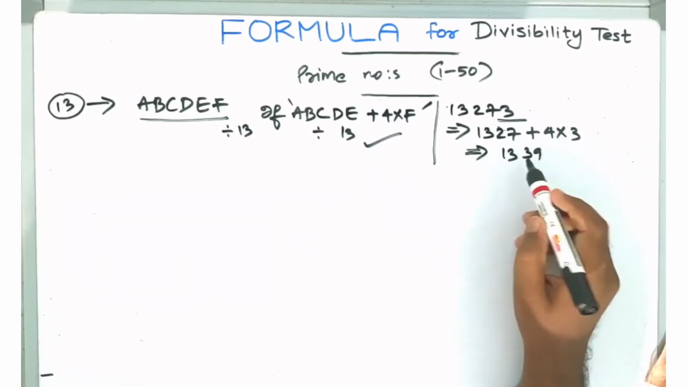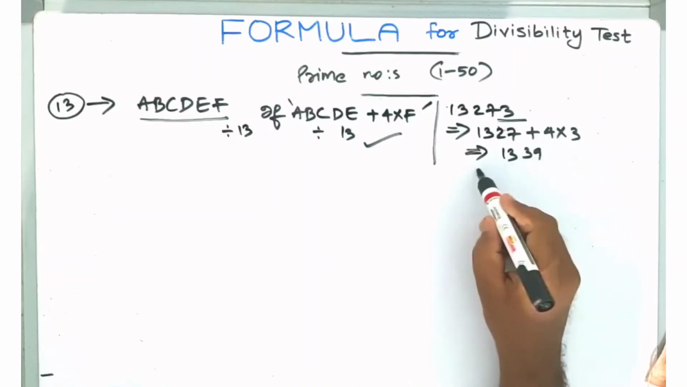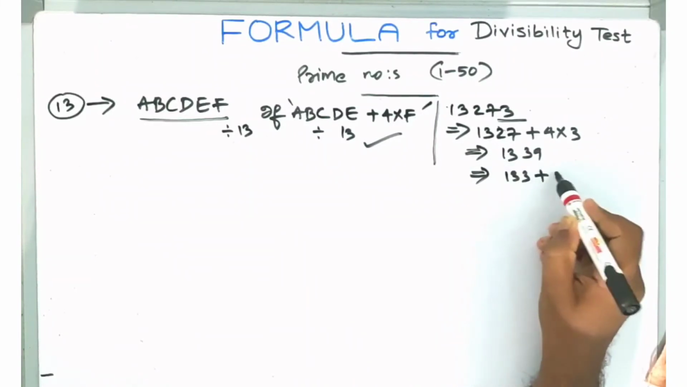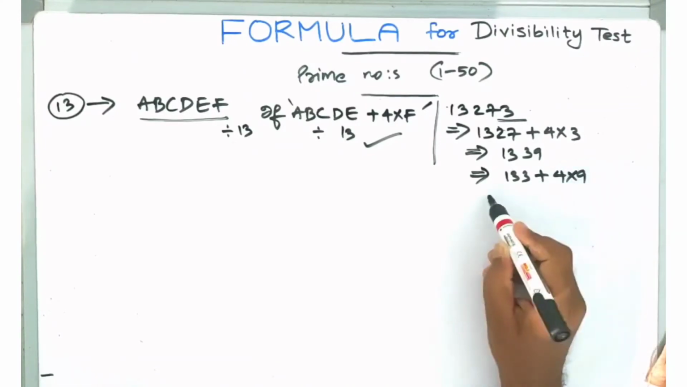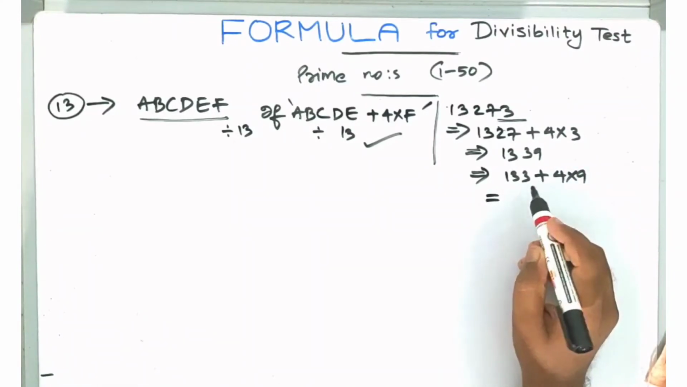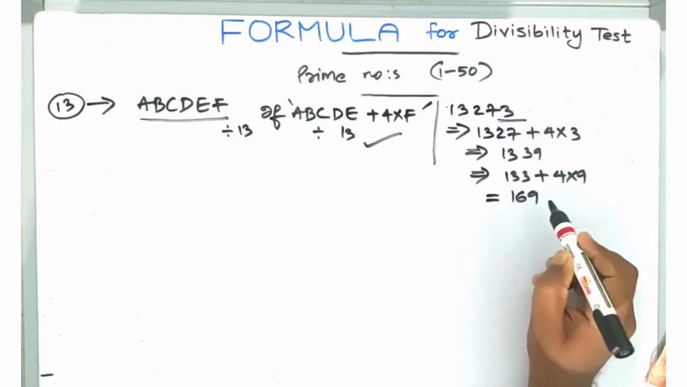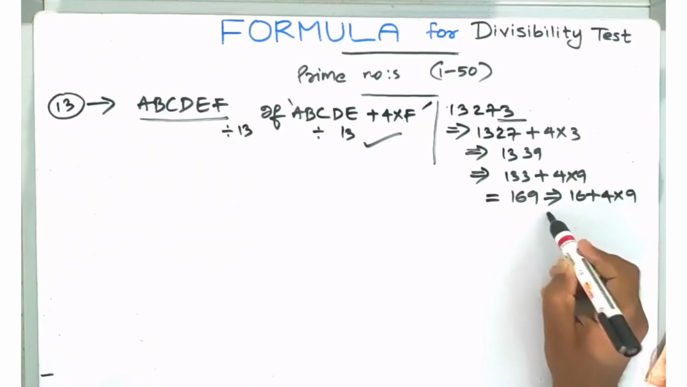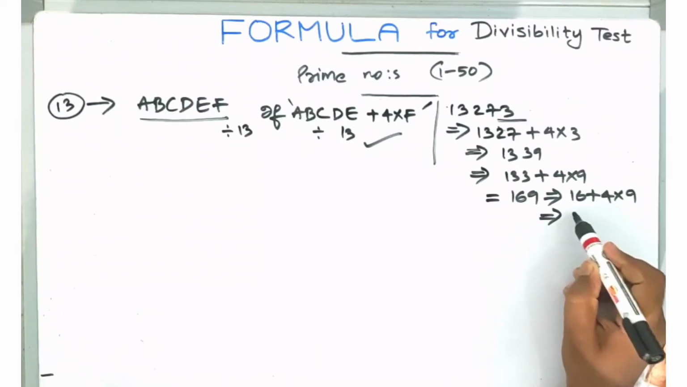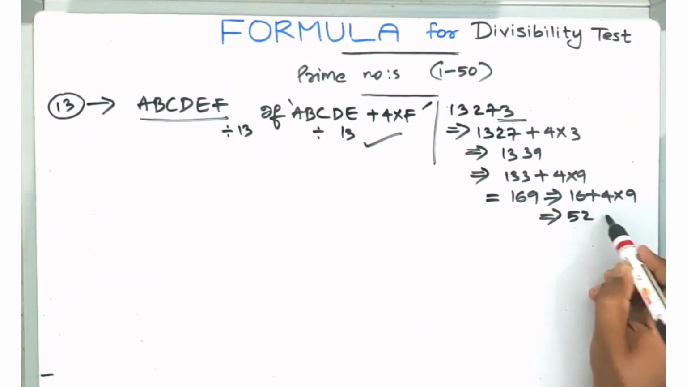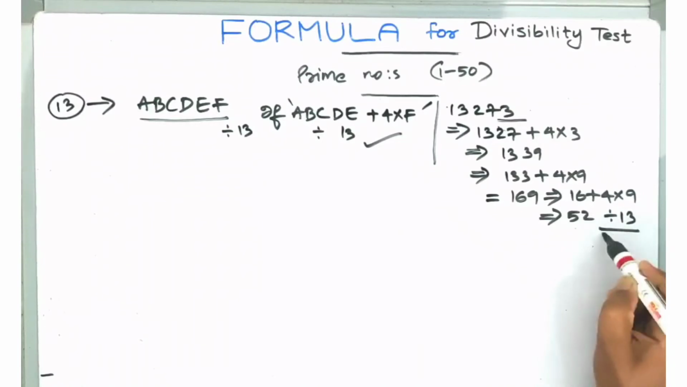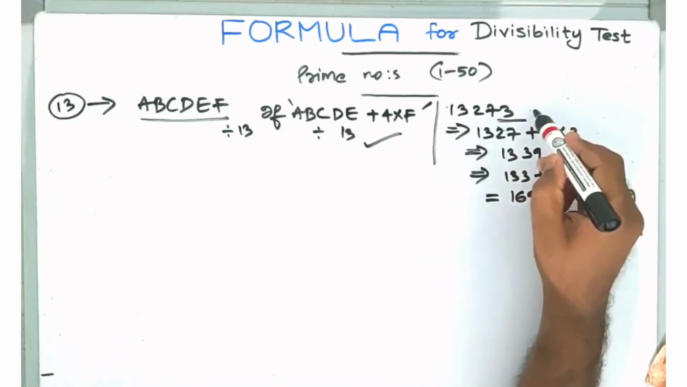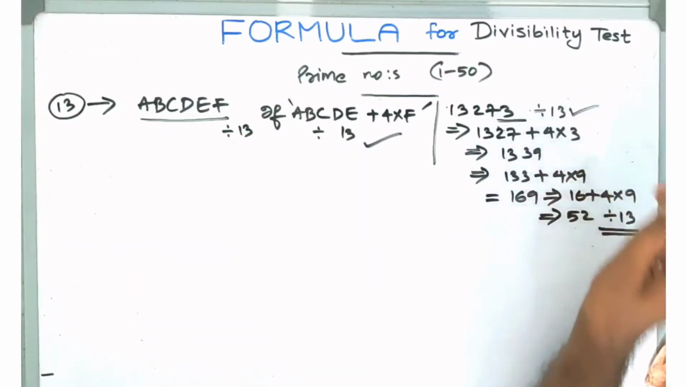1339. Applying this rule again in this number, 133 plus 4 into 9 will become 169. 16 plus 4 into 9 will become 52. We all know that 52 is divisible by 13. So this number 13,273 is also divisible by 13.